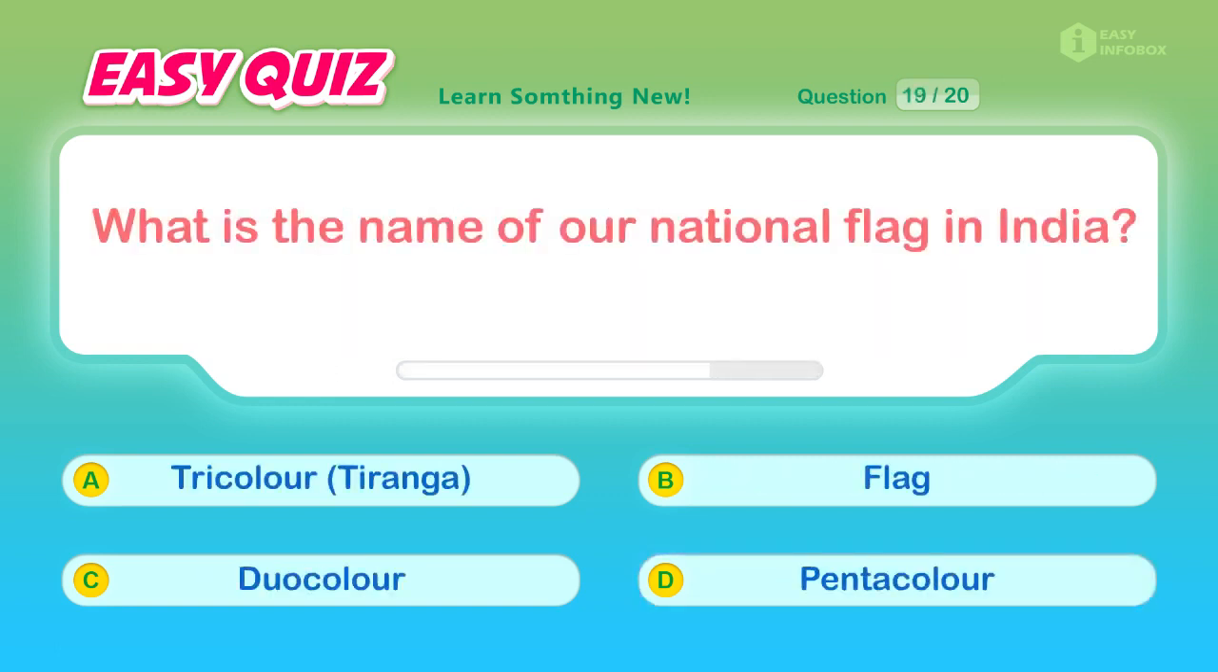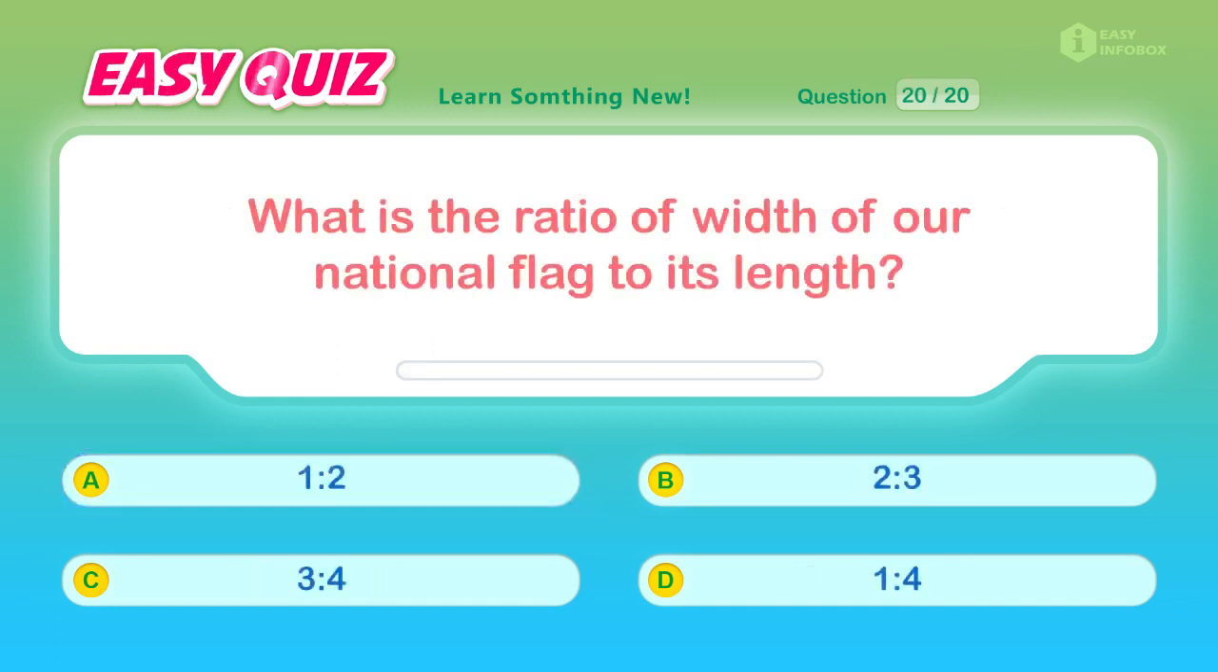What is the name of our national flag in India? Tricolor. What is the ratio of the width of the Indian flag to its length? 2 to 3.